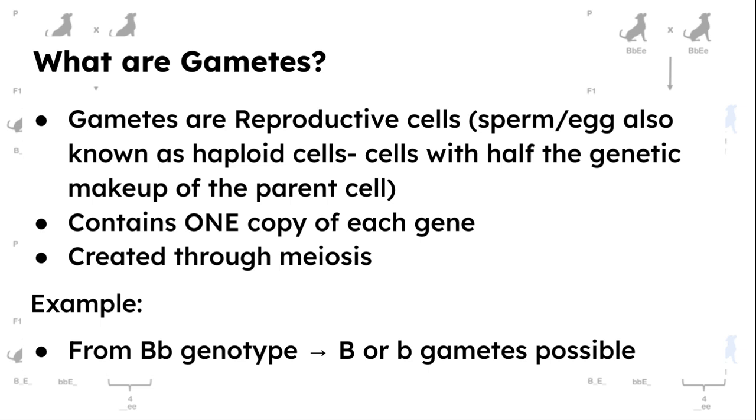Gametes, if you weren't sure, are sex cells. They are the sperm and the egg. They're also known as haploid, or cells with half of the genetic makeup of the parent cell. Each of these gametes only have one copy of the gene, not two, because only half is necessary.